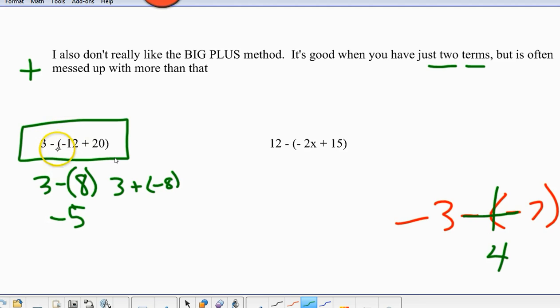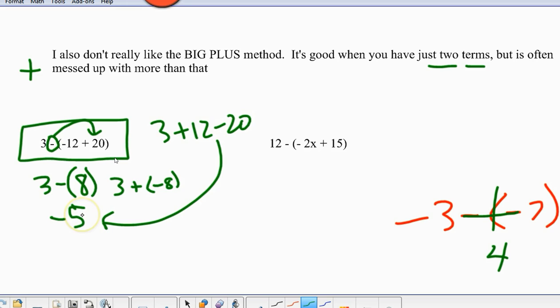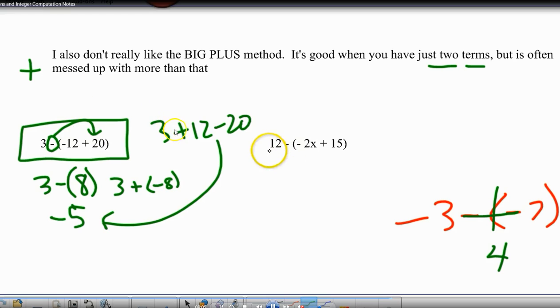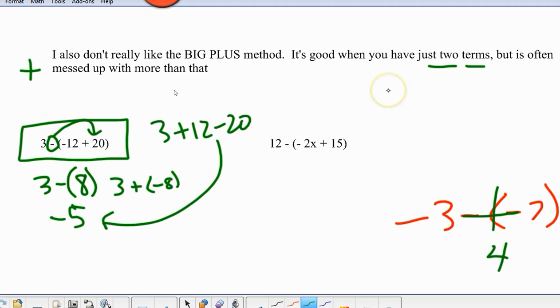So if you make it the big plus, the problem with that is you don't also subtract the 20. So if there's two terms in there, you've got to subtract both terms. You can't just subtract the negative 12. If you distributed the negative sign to both terms, you'd have 3 plus 12 minus 20. Okay, negative 5. Again, don't use the big plus here because there's more than two terms.